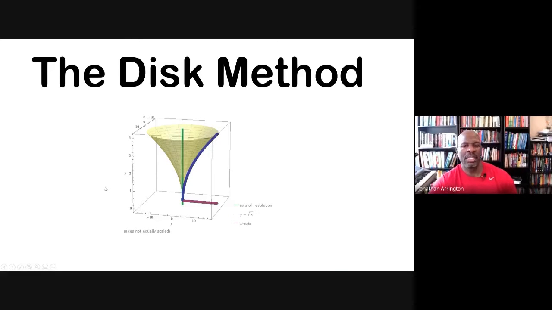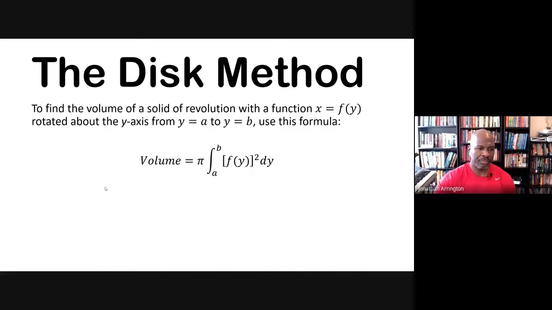When it rotates about the x-axis or any horizontal axis, the function which represents the radius is the function y equals f of x. Well, when it rotates about the y-axis or any other vertical axis, the function for the radius is x equals f of y. And so therefore today, our formula for finding the volume is the following.